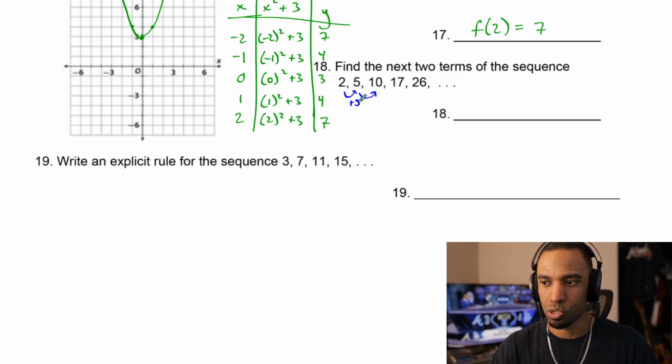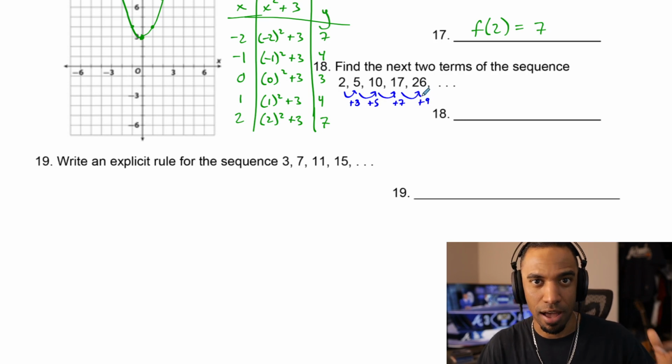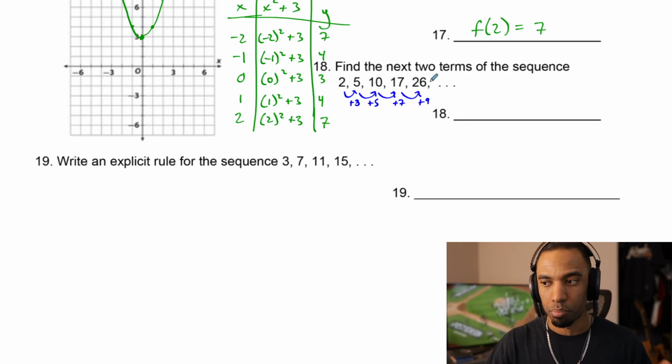Because I don't know what 2 times 5 is in terms of multiplication. I mean, I do, but it's nothing that I think I'm going to care about. Plus 3, plus 5, plus 7, plus 9. If you can notice, the next successive odd value is being added to the previous term.